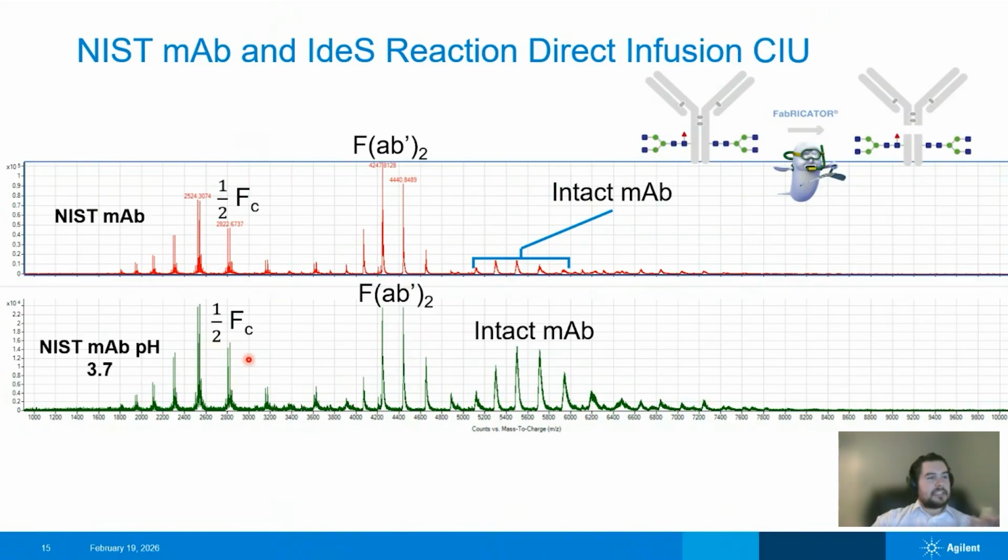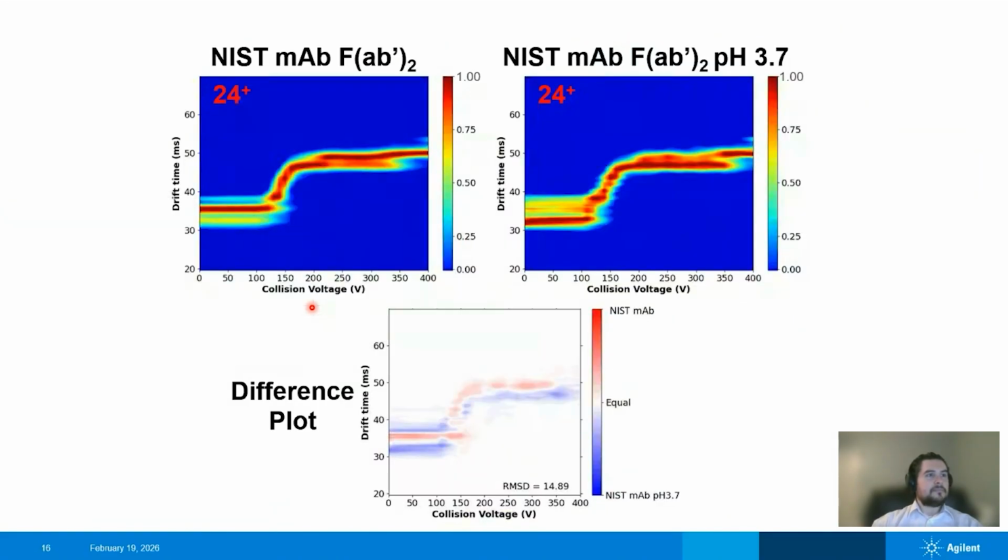As you can see, the mass spectrum itself does not look very different. There's some differences in intensity, but the antibody that I stressed for 8 days at pH 3.7 versus the antibody that is in an ammonium acetate solution, largely the mass spectra look the same or very similar.